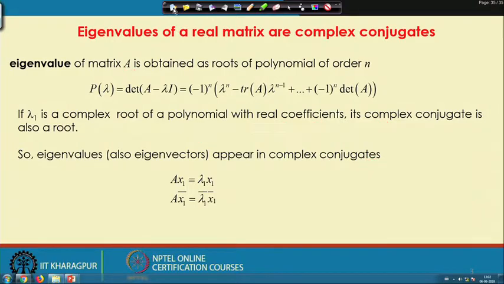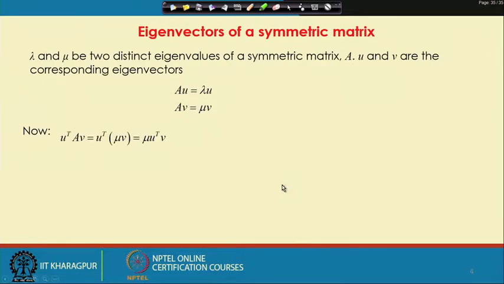So, what we got is that for a real matrix, the eigenvalues and eigenvectors will appear in complex conjugates, if at all they have some imaginary component, using the fundamental theorem of algebra. Now, we will look into the symmetric matrix.